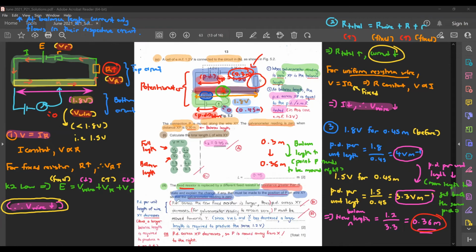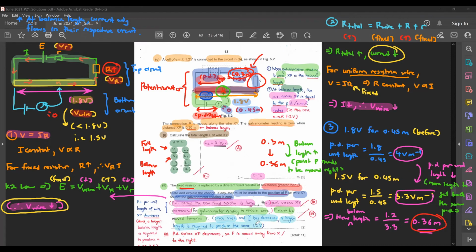You would say that the PD across the new fixed resistor is larger, thus the PD across wire XY decreases. This is based on the explanation here. Okay, now in order for your galvanometer reading to remain at 0, P must be moved towards Y in the first place. It must be moved towards the right. Because from what I explained, since PD is proportional to length and the PD per unit length has decreased, you need a larger length in order to produce back the same 1.2 volts.